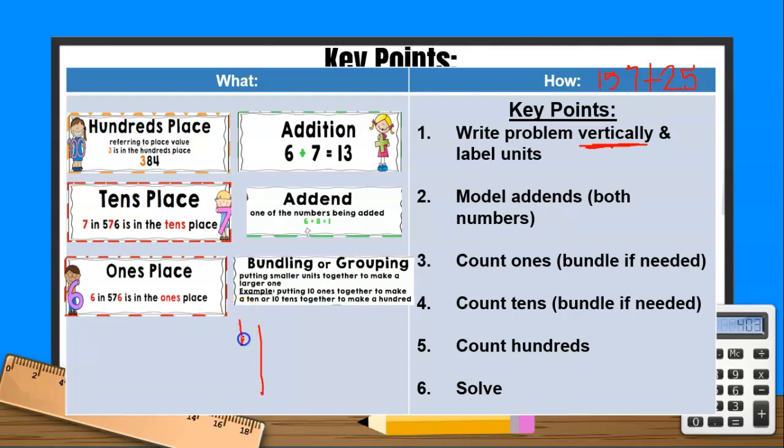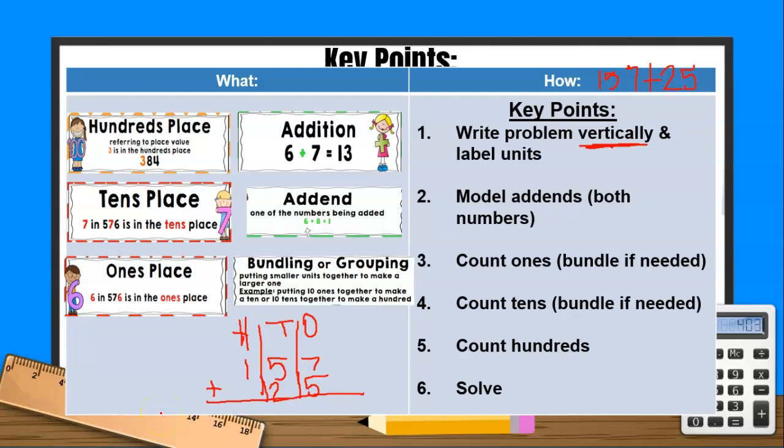You put the hundreds, the tens, and the ones. This is the place value chart. Then I copy the numbers one on top of the other. 157 plus 25, boys and girls. When your teacher tells you write the problem vertically, this is exactly what she wants you to see. Write the problem one number on top of the other. So it's crucial that you remember the step.